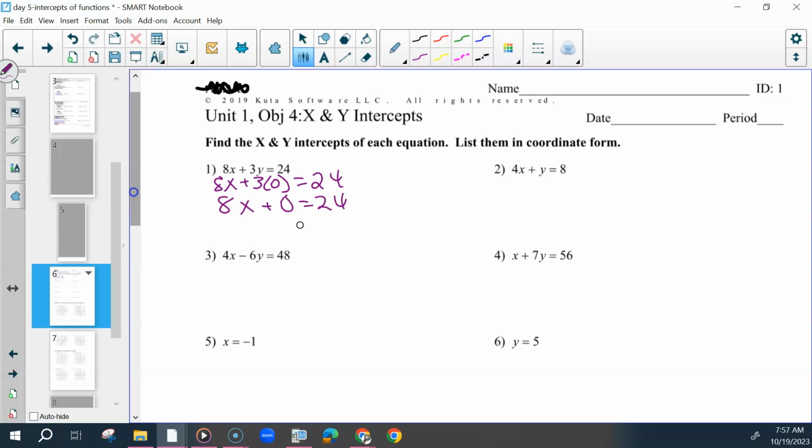So this would become 0. I'm just going to drop that so that we can divide both sides by 8. Can we just straight write the equation like 8x equals 24? We're going to get to that part. How would we write that as an ordered pair? 3, 0.